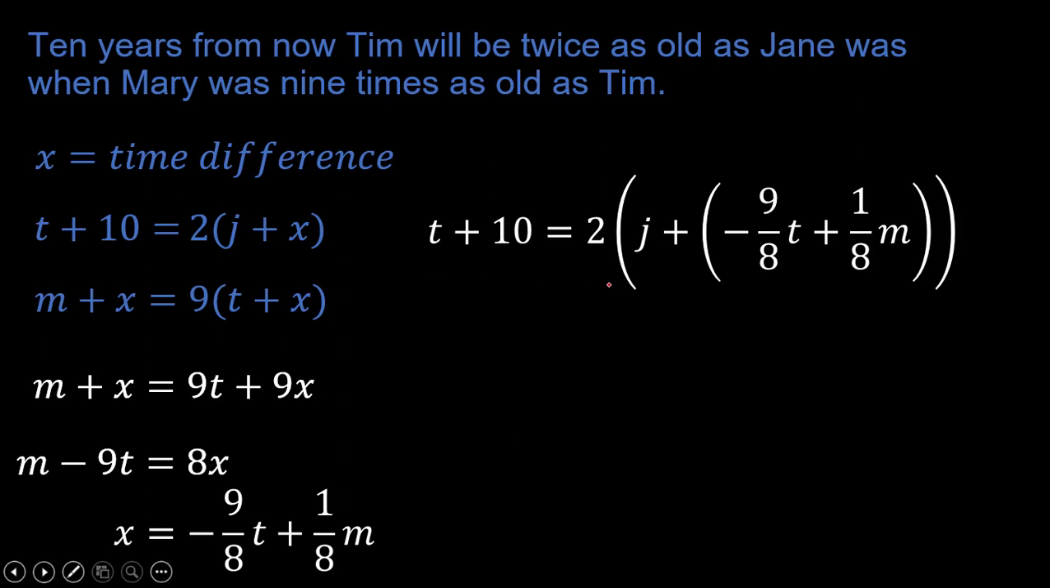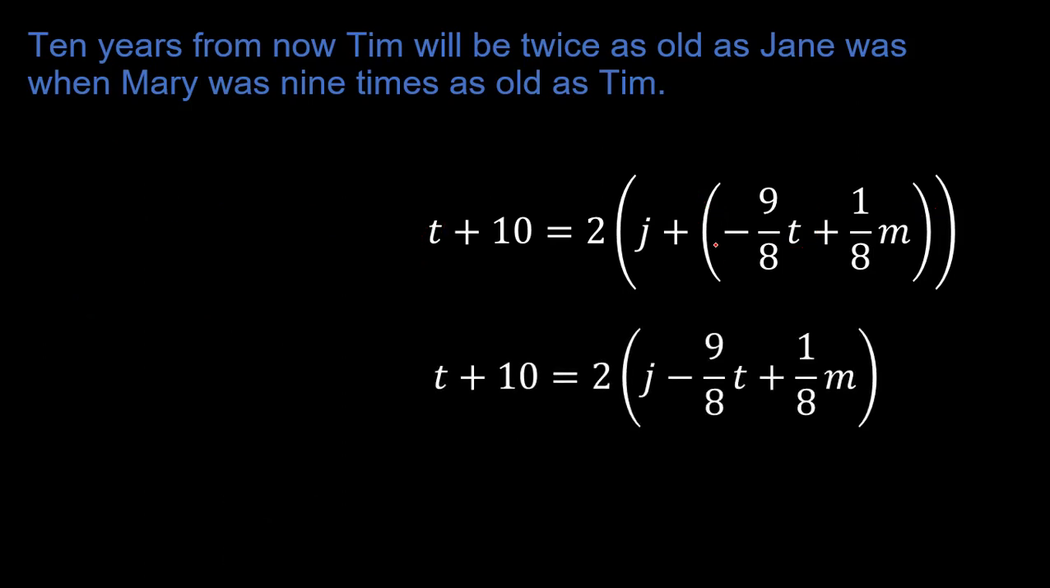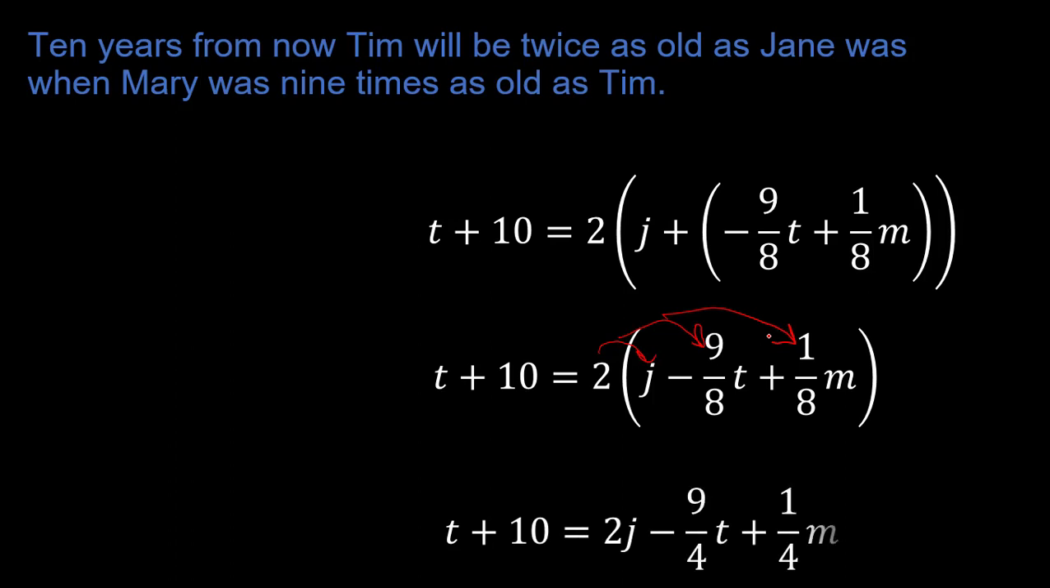Of course, this isn't quite simplified because we've got the t over here and the t here, so this time let's do a little bit of algebra to simplify this down to something a little more manageable. First thing we want to do is ignore these parentheses because we're just doing an addition, so we can take that out. That just becomes j minus 9/8 t plus 1/8 m. Next, let's distribute this 2 to each term here. If we do that, we multiply each by 2, and those 8's on the bottom become 4's.